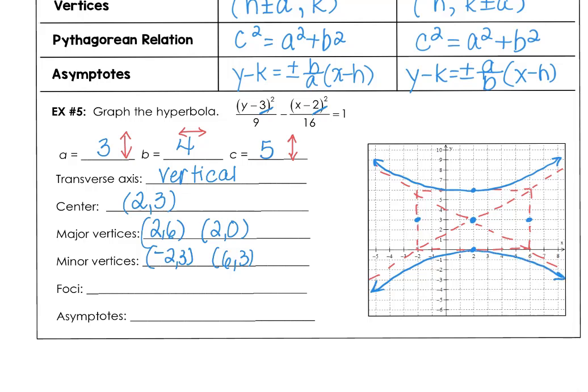And the foci are 5 units from the center, so we go 1, 2, 3, 4, 5. That puts that focal point at (2, 8). And then 5 down would be our focal point at (2, -2).